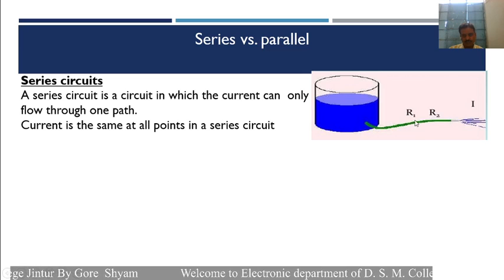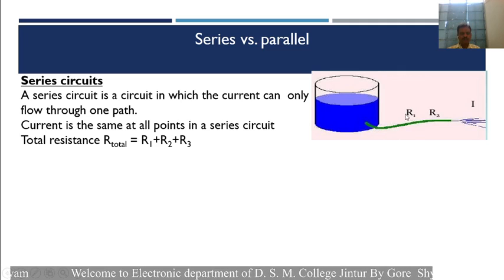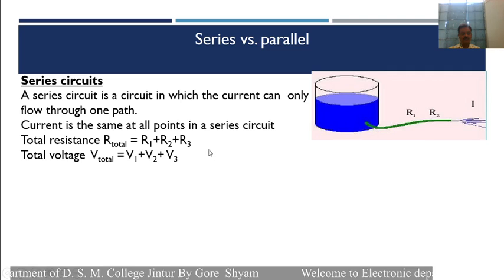If you see the current at this point, at this point, or at this point, the current is the same in a series circuit and the total resistance is equal to this resistance plus this resistance, like this. The total resistance is equal to the sum of all resistances in the series circuit, that is R total is equal to R1 plus R2 plus R3 and the voltage is equal to V1 plus V2 plus V3. This is the series circuit.